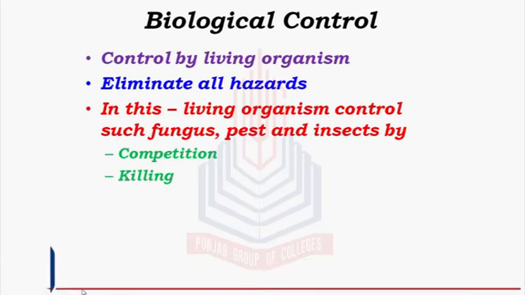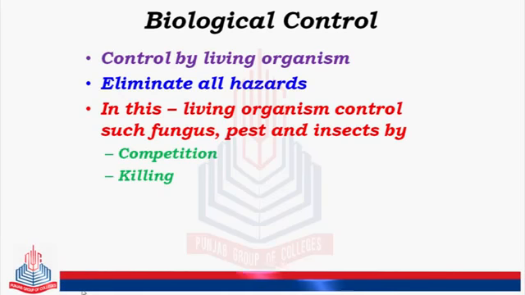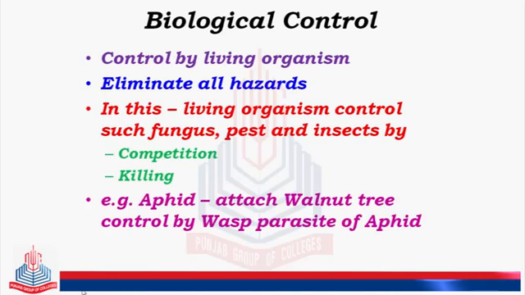Next is killing. To kill them by introducing some poisons, drugs, or chemicals, and kill them artificially in order to avoid those things. For example, aphids attack walnut trees. They can be controlled by wasps. Wasp is a parasite of aphid.